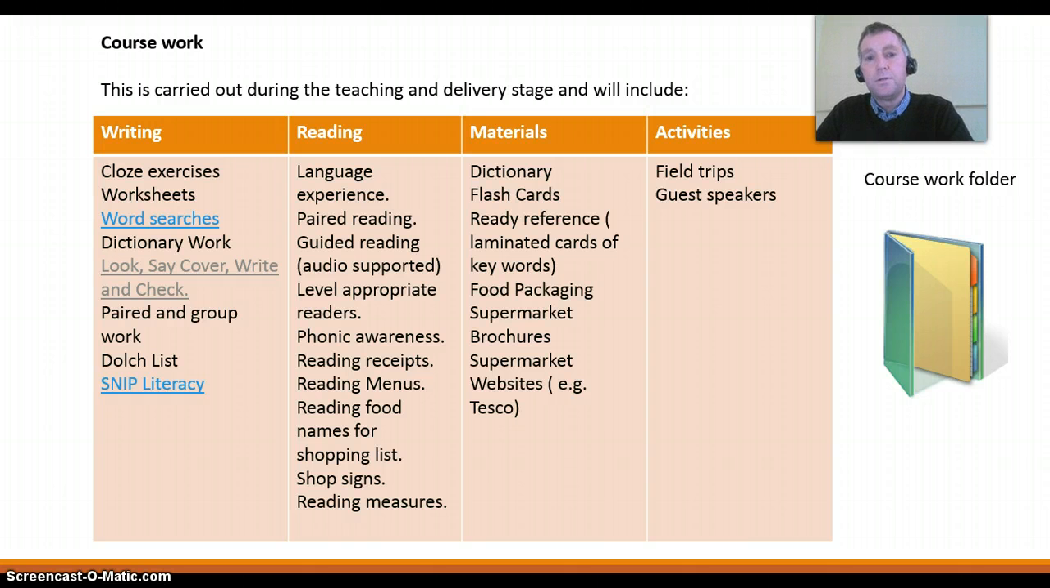And materials that you could use are dictionaries, flashcards, ready reference, laminated cards of keywords, put those up around the classroom, food packaging, supermarket brochures that come in through our door all the time. You can use them, bring them into the class, use them with the student, and also supermarket websites. I use the Tesco website, which is good for getting a picture of the product and the spelling of the produce. And activities that you can carry out, field trips to supermarkets. We've done this, gone to a supermarket, taken pictures of the different products on the shelf.